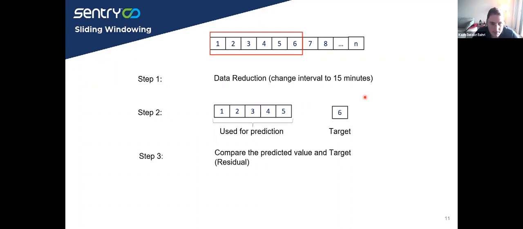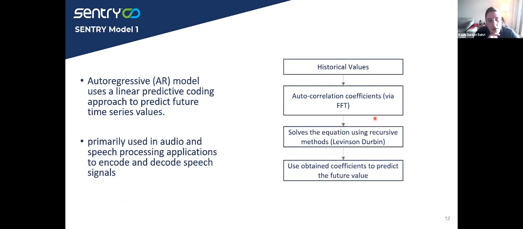And as I mentioned before, after prediction, we compare the predicted value and the actually measured value, which gives us the residual. I will go through the methods that we use for prediction. And finally, we compare the residual with the threshold, which indicates whether the final variable in the window is an outlier or not.